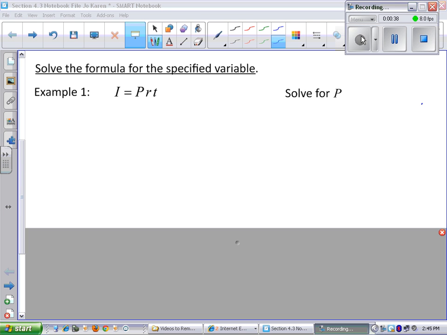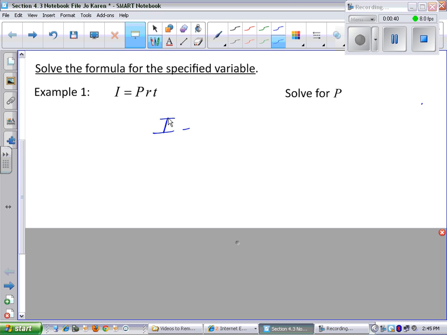Problem number 1. Solve the formula for the specified variable. I is equal to PRT. And we're solving this one for P. We always want to keep our mind on the target. We're solving for P. P is multiplied times R and times T. How do we eliminate multiplication? We eliminate multiplication with division.